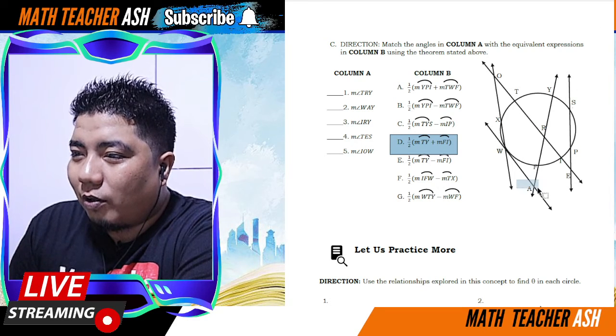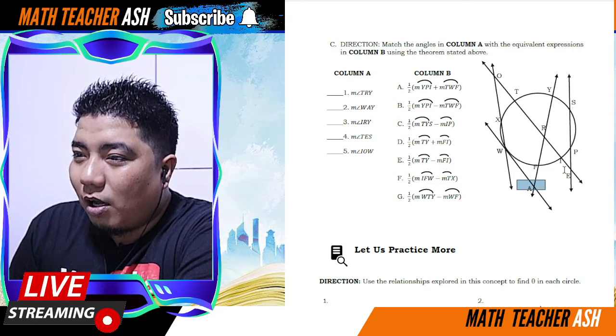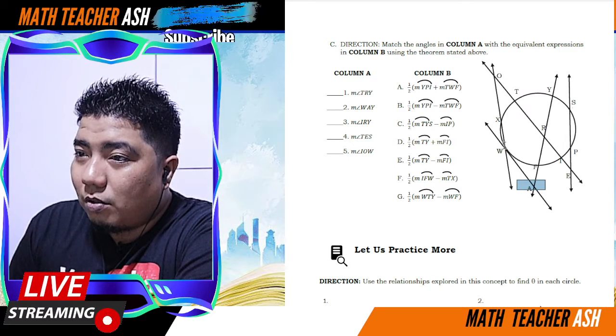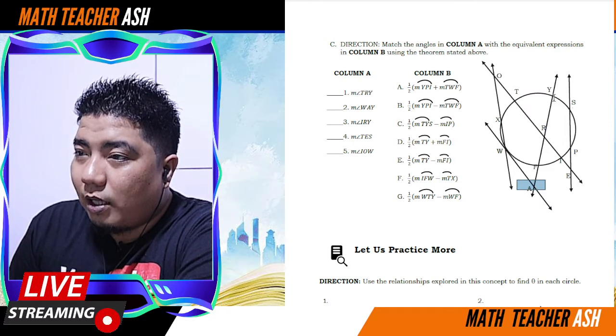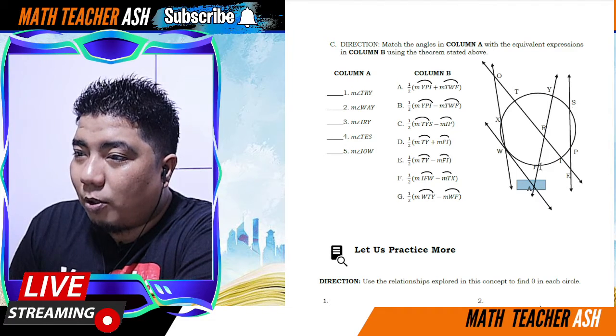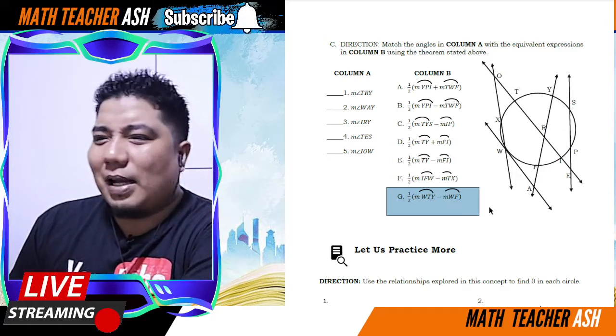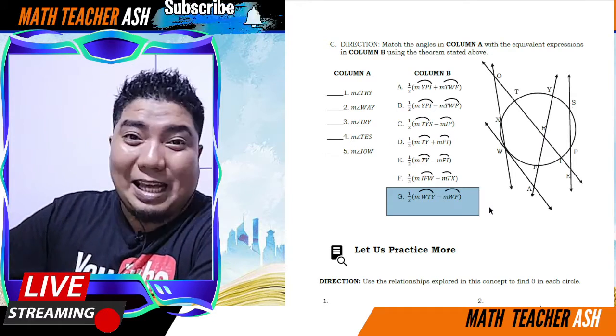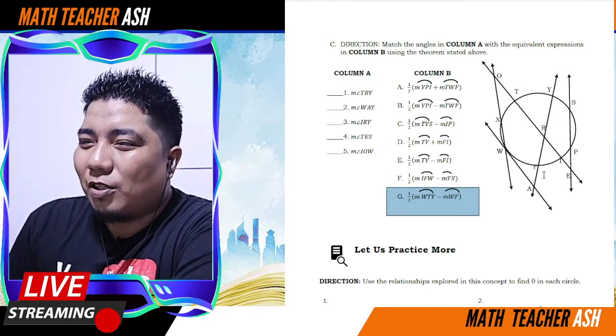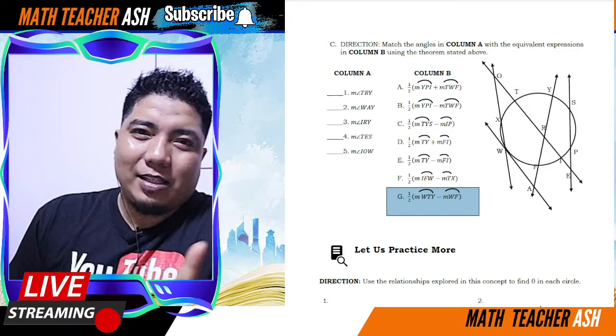WAY. Ito yon, ito na angle yon na pinag-uusapan. So, arc dyan is WTY at saka itong WF. Ito yon ang sagot. Ayan. So, napakadali lang, my dear math learners. So, kayo na ang mag-consider sa iba. Alright. So, ito lang ang technique dyan, my dear math learners.